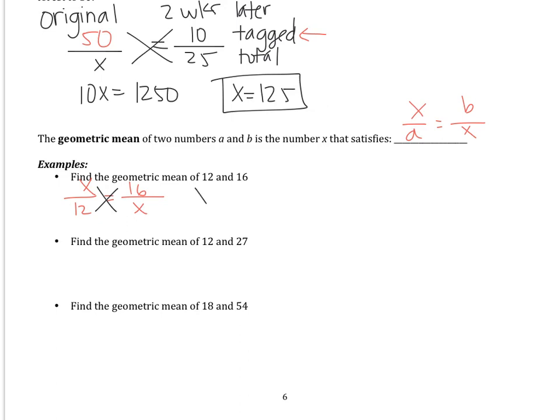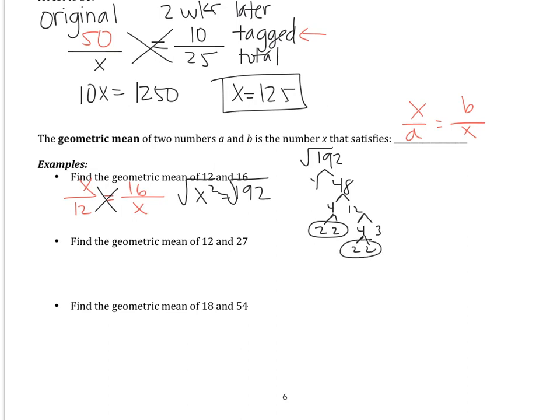Now we're going to solve this using the cross products property. So x multiplied by x is x squared. You're always going to get x squared. And then 12 times 16 is 192. Now I'm going to take the square root, and I'm going to have to simplify the square root of 192. So this is going to be 4 times 48. 48 is 4 times 12. 4 is 2 times 2. This 12 is 4 times 3. And this 4 is 2 times 2. And this 4 is also 2 times 2.